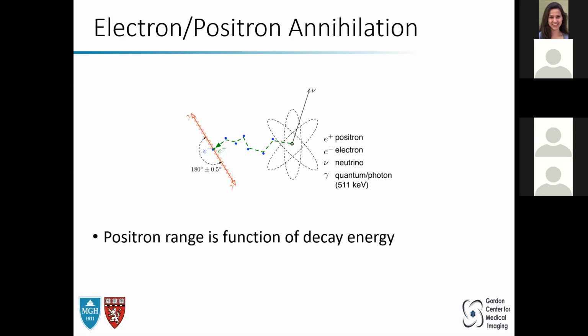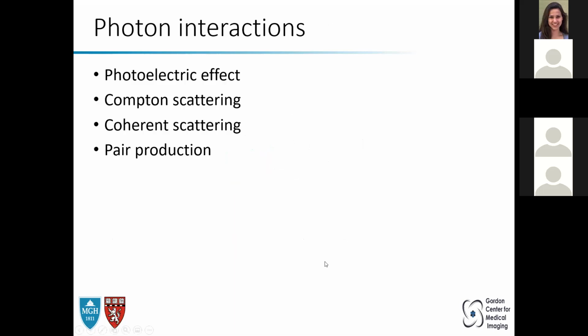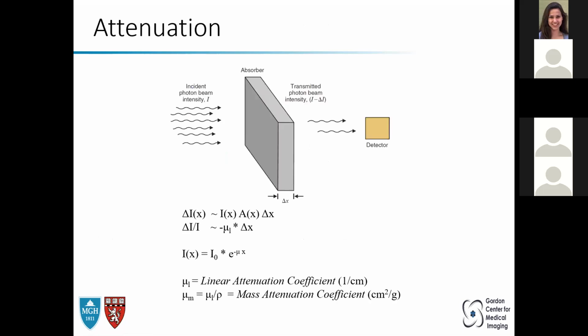Okay, all right. So let's talk about photon interactions. This is where the majority of this segment is going to be. There are four main effects that we can have. The first is the photoelectric effect. The second is Compton scattering, then coherent scattering, and pair production. All right. Now, before we talk about those specific effects, let me talk briefly about attenuation.